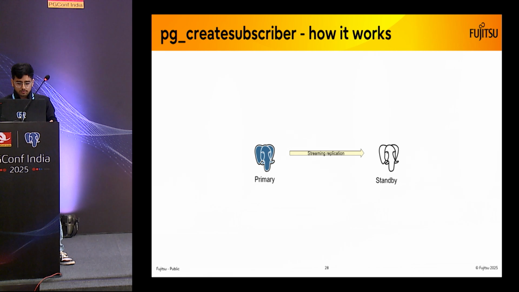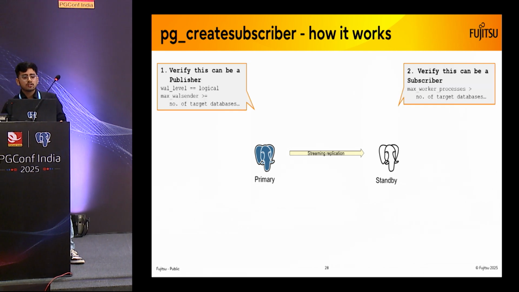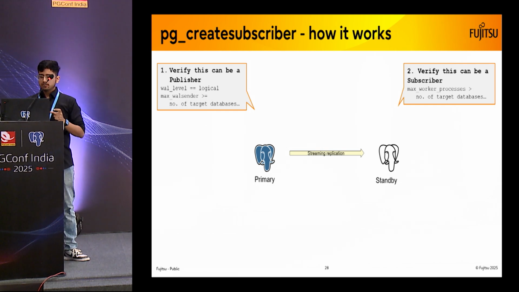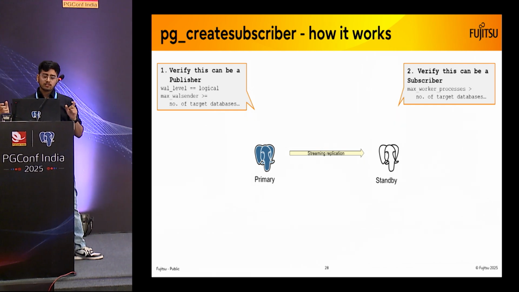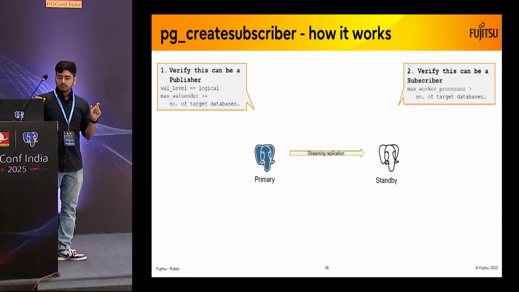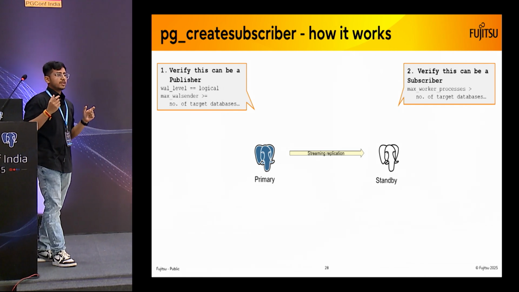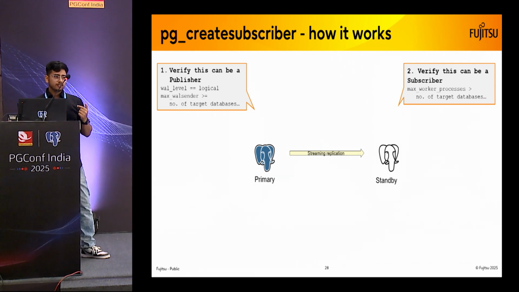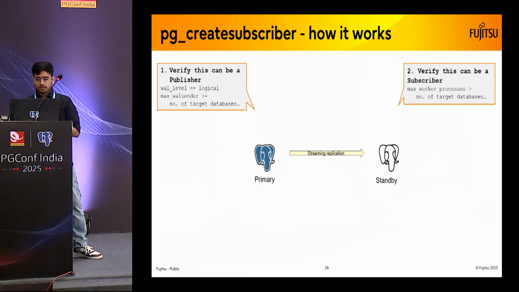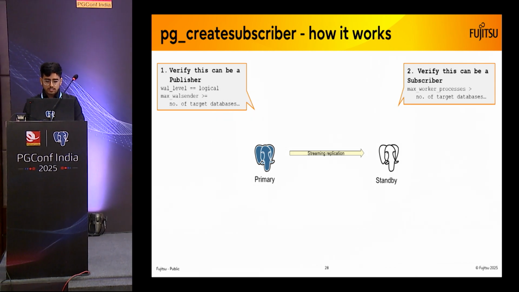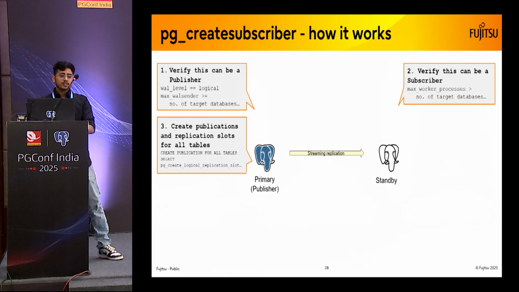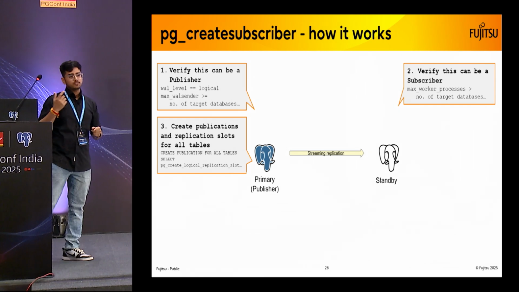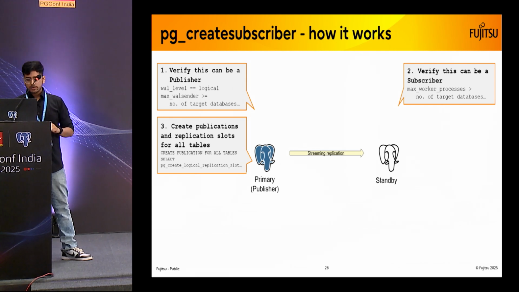Now let's talk about how pg_createsubscriber works. Suppose there is a streaming replication setup initially. The first step is that we verify the publisher node and the subscriber node, that means we check some GUCs to ensure that this conversion can happen and will not break at a later point. For that, these verification checks are done. After that, we create a publication and replication slot for all tables, for all the databases which are provided while running the pg_createsubscriber command.